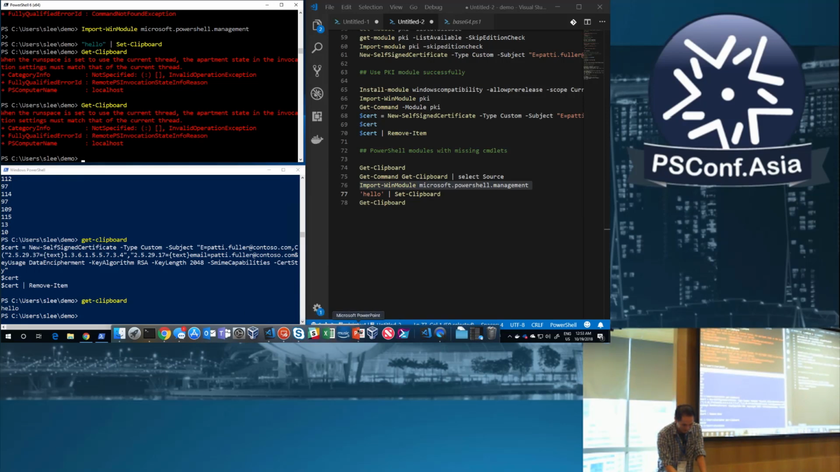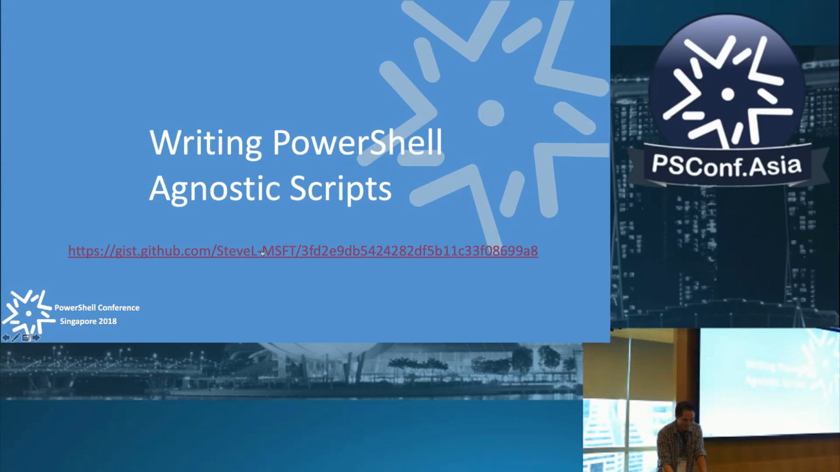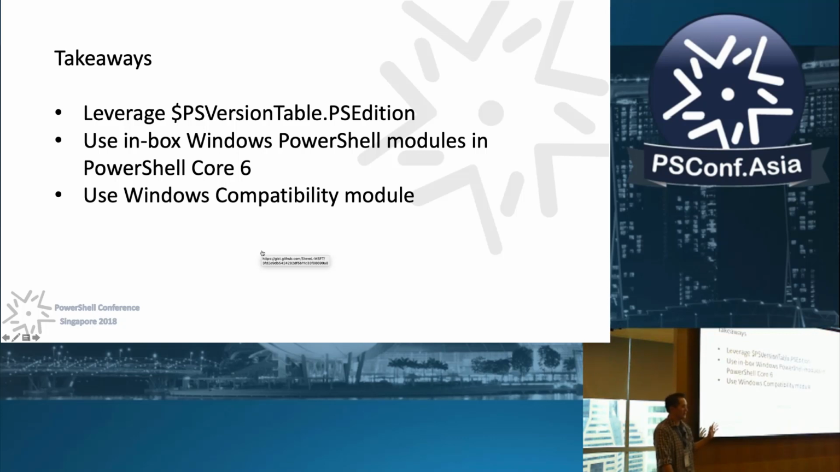I have one last section, which is going to be more about Linux. The main takeaways: if you want to write scripts that work against both Windows PowerShell and PowerShell Core 6, you have to leverage the PS Edition. In many cases, you probably don't even have to worry about it. But if you are doing something that you know is different between Windows PowerShell and PowerShell Core 6, check the PS Edition and have different logic in your script. We have much higher compatibility with the inbox modules, and for those that don't work, use the Windows compatibility module that's on the PowerShell Gallery.